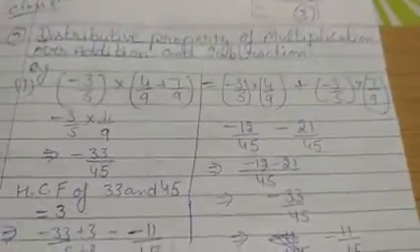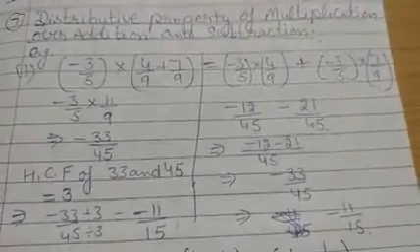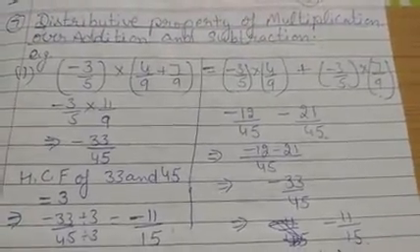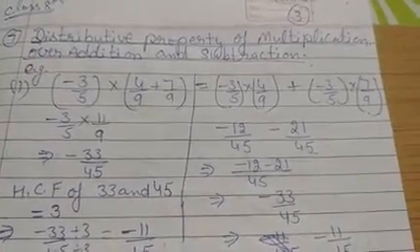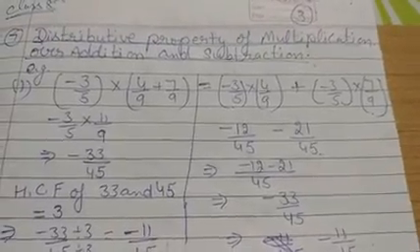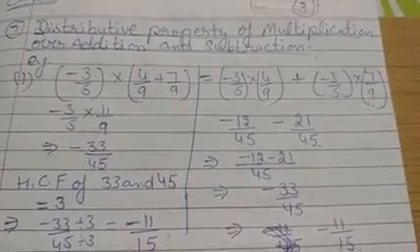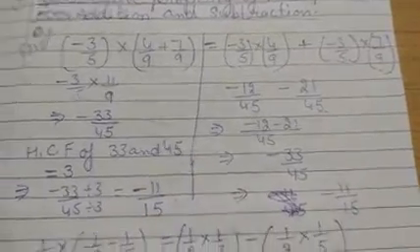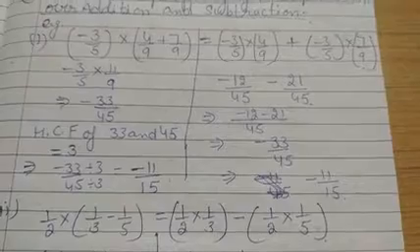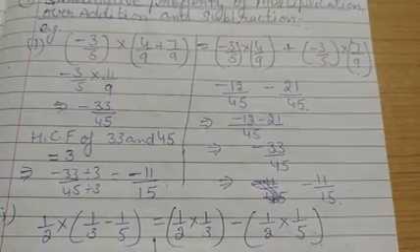Next is the last property, distributive property of multiplication over addition and subtraction. Distributive property means if one number is outside and in the bracket there are two numbers that are either added or subtracted, it is the same as multiplying each number in the bracket one by one and then adding or subtracting accordingly. Suppose I take an example, minus 3 by 5 into 4 by 9 plus 7 by 9.